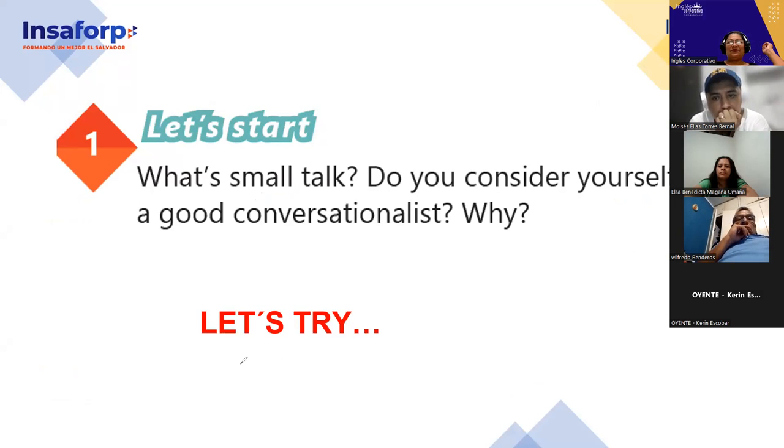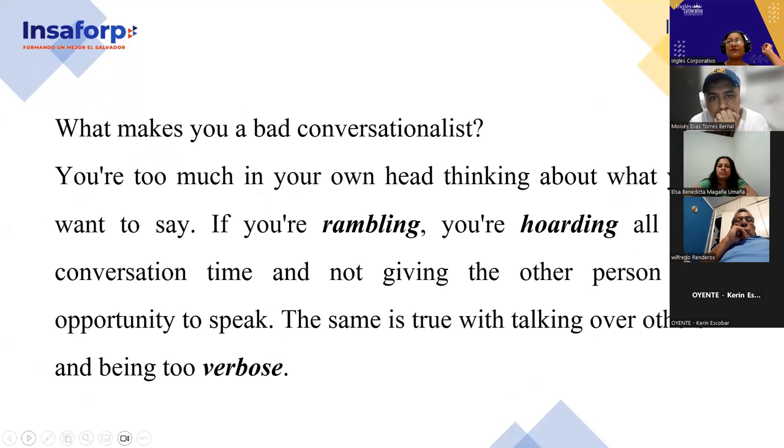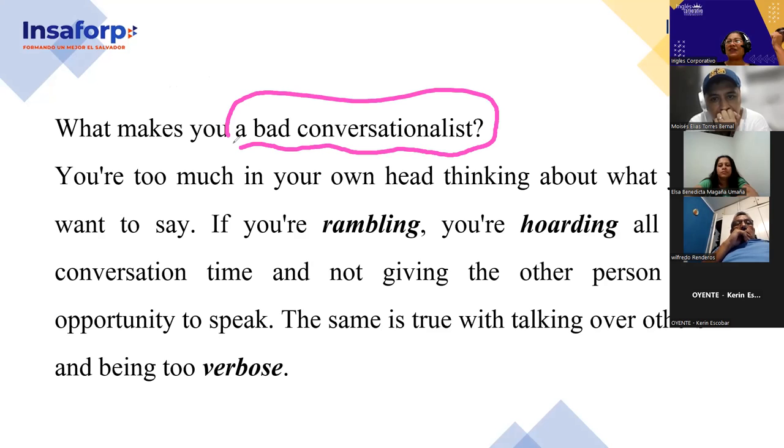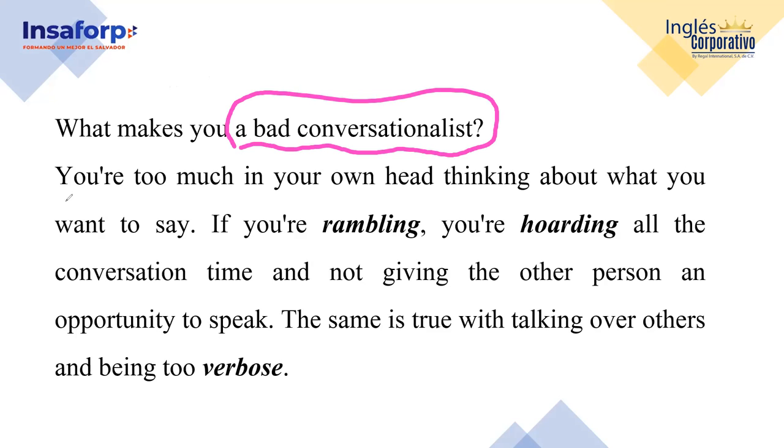Now we have already tried. What is next? Something that I was telling you. I know that I need to emphasize the good aspects, and I have already done it. But also, I need to mention some things that make us bad conversationalists. Why? You have already experienced this, guys. It says, what makes us bad is that we think too much because we have all the information here. And then that's why it says you are too much in your own head thinking about what you want to say.